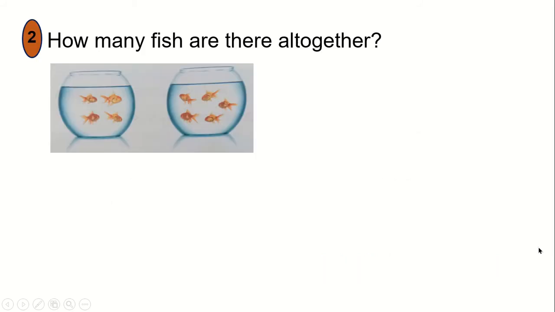Okay, we look at example number 2. How many fish are there all together? So you can see here we have got 4 fish and this side we have got 5 fish. So how many fish do we have all together?